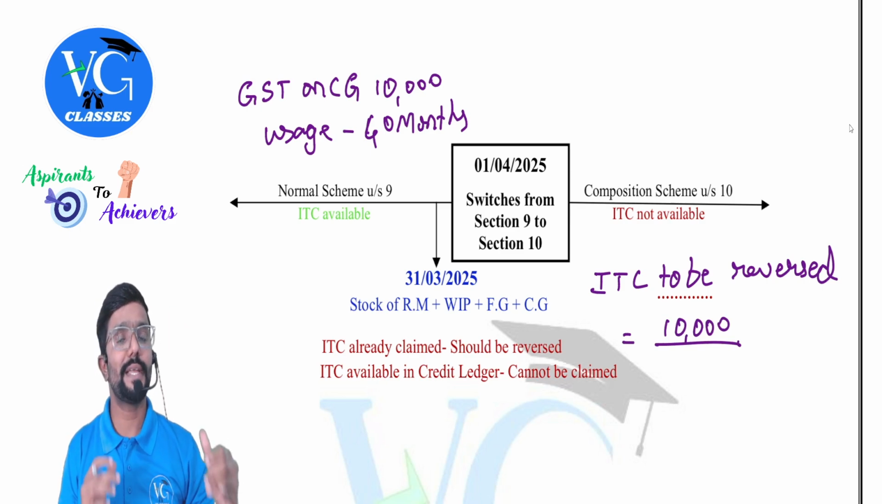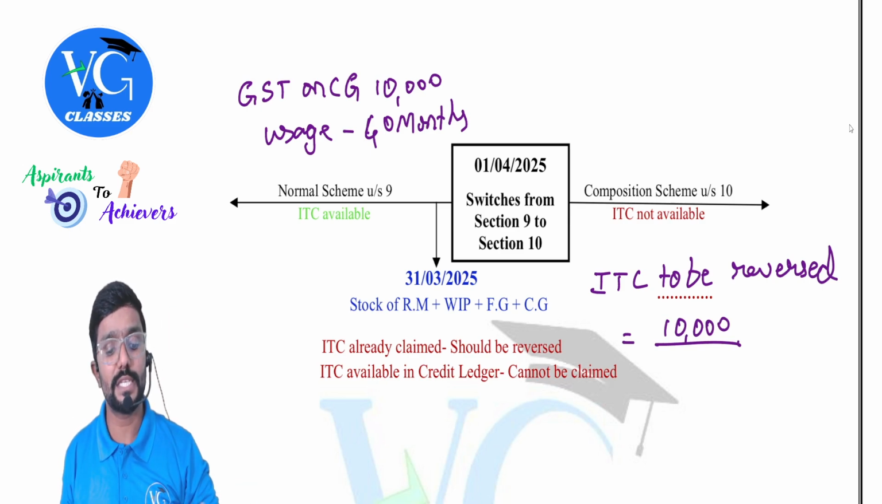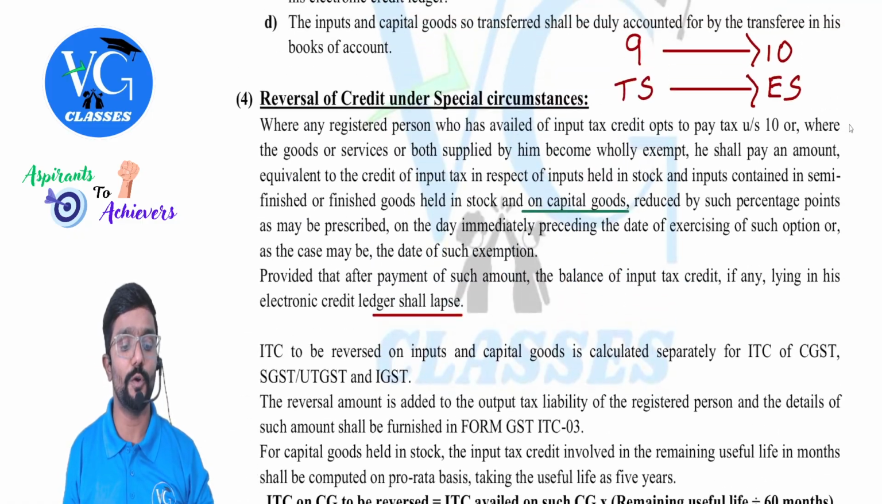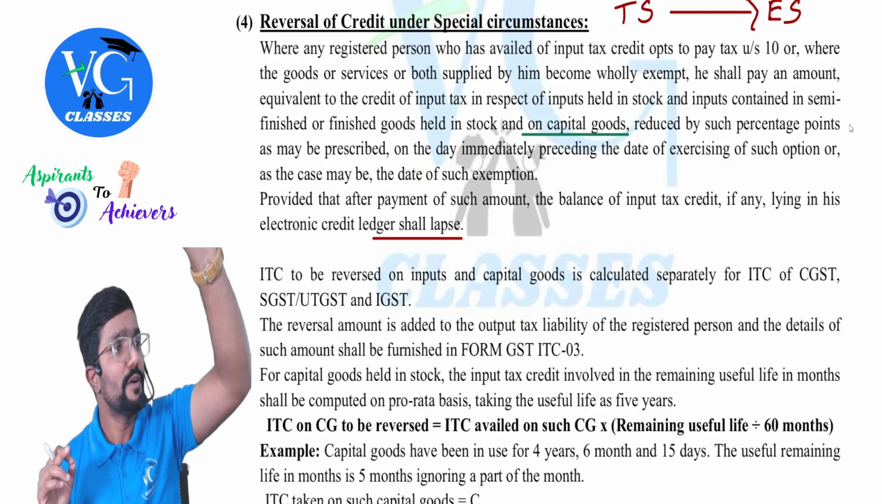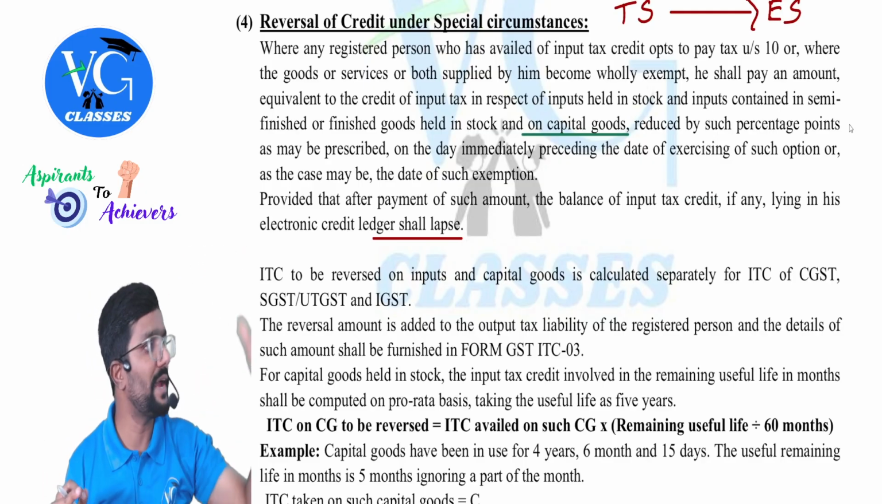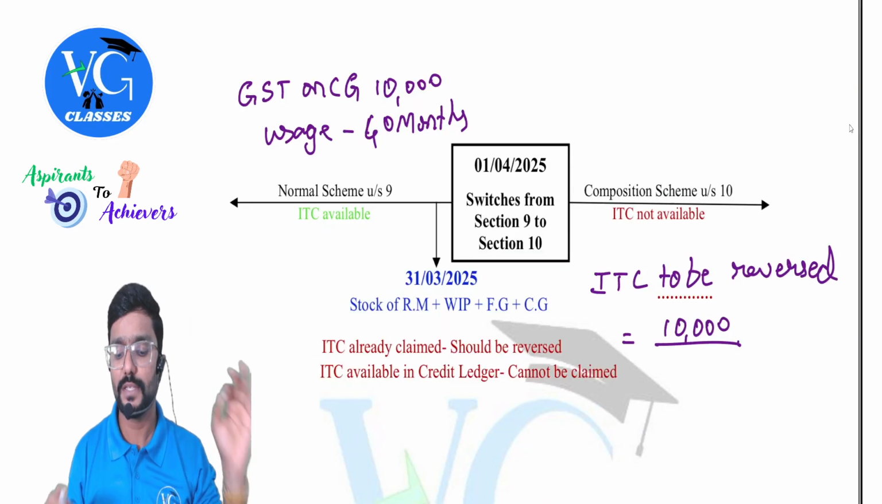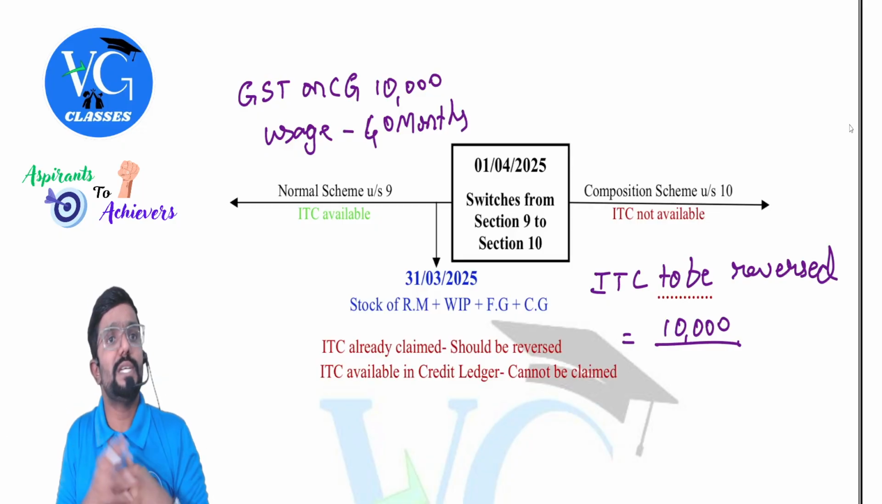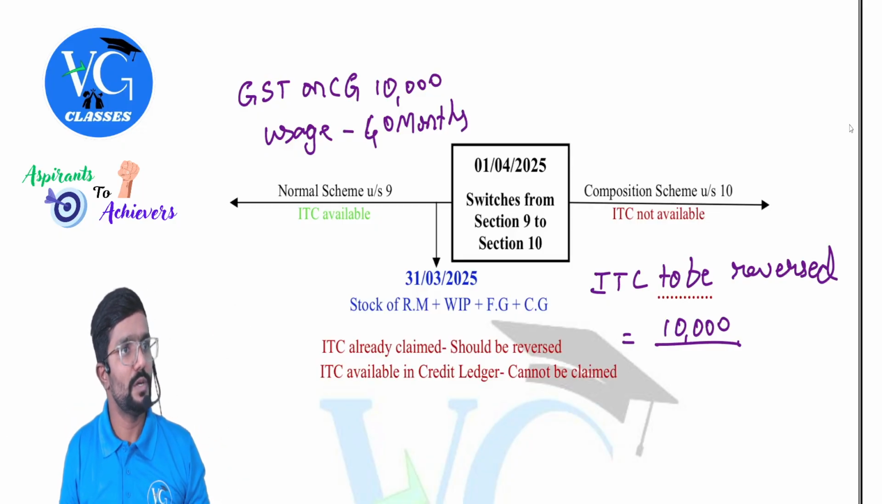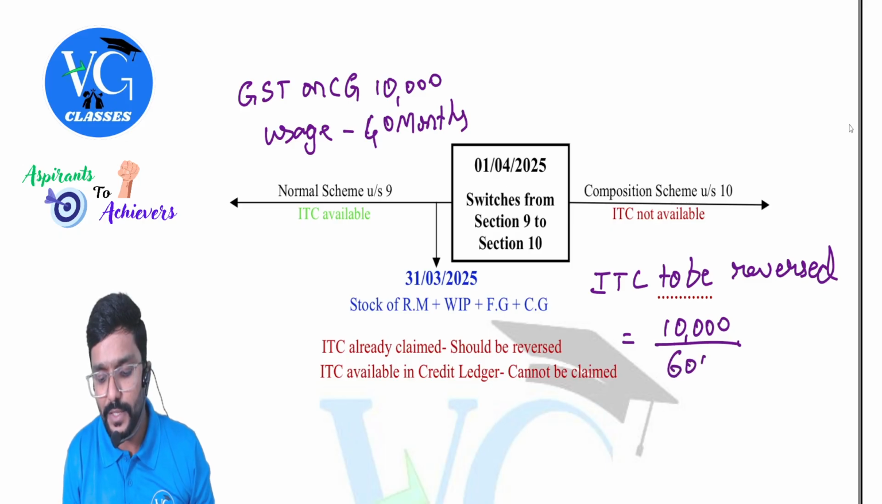Please listen. They are telling this for capital goods under this section, under subsection 4. Consider the total useful life as 5 years. Total useful life as how many years? 5 years. How many months will 5 years have, guys? 60 months. So totally 10,000 GST has been paid on capital goods, for 60 months.